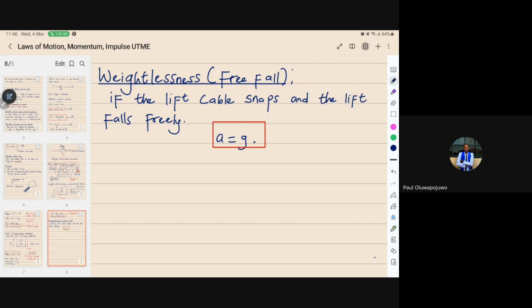All right. A is equal to G, which is acceleration due to gravity. So at that point in time, yes, we know that the object is still there. The lift is still there. You are still here as well, right? But it's a free fall. Remember that resultant, your weight is still acting downwards. Your R is still exerting a force upward. But look at what happens there. A is equal to G. Now, remember that your F net is equal to MA.